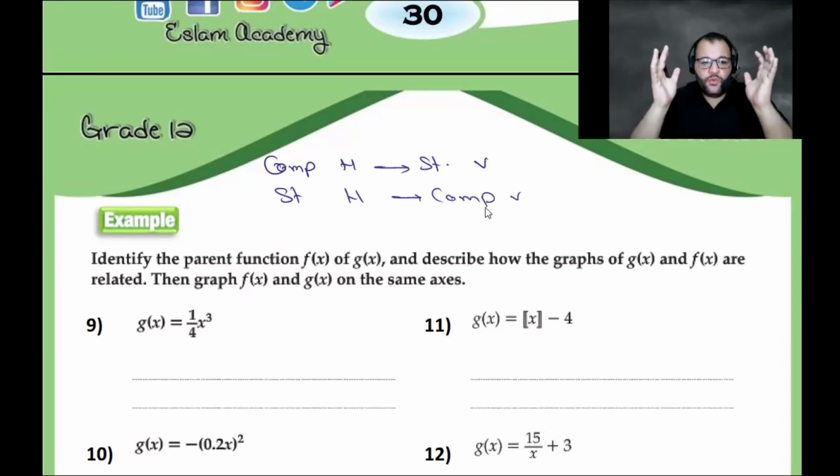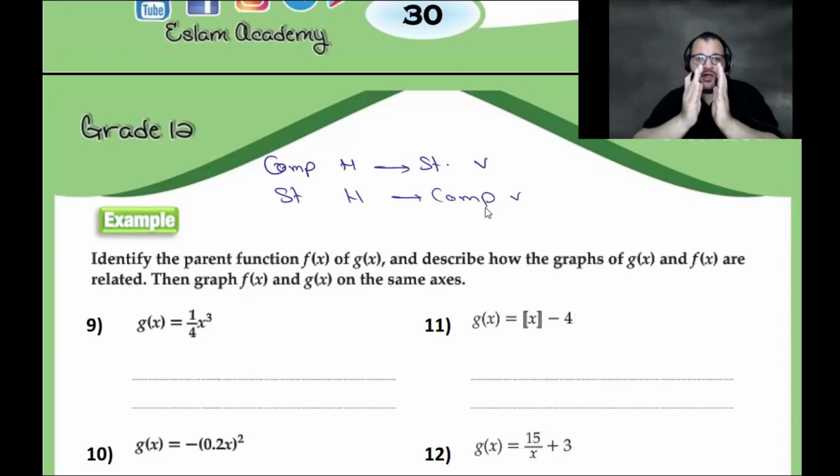Any graph, if you compress horizontally, you will find that the graph is going up, it will be stretched vertically. Any graph, if you stretch horizontally, you will find that the graph will be compressed vertically.